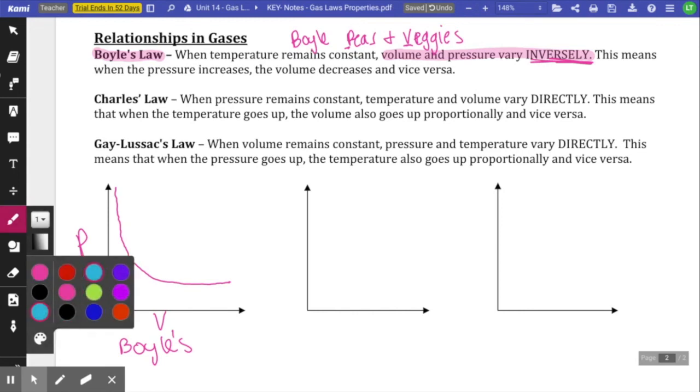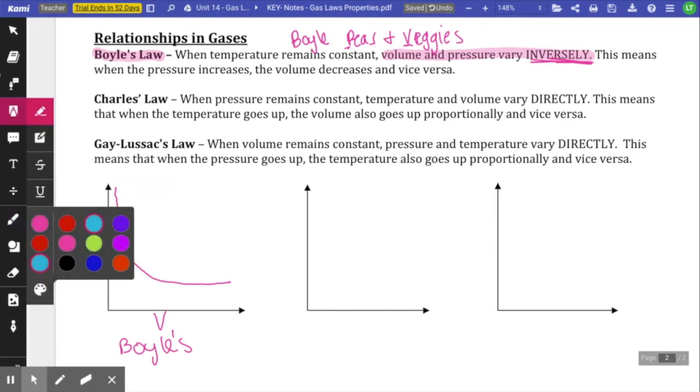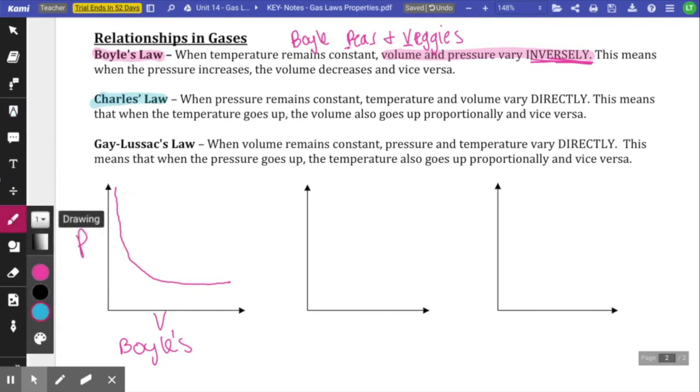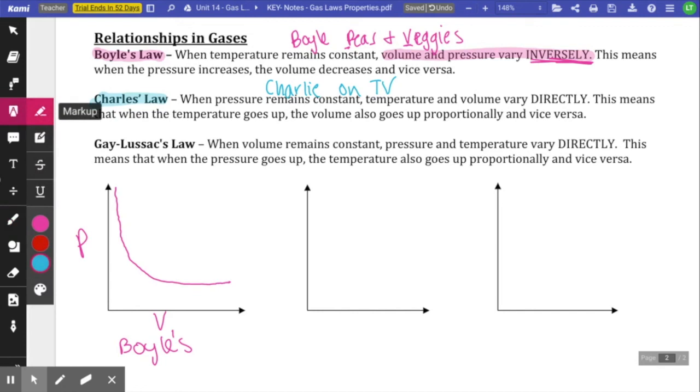Next one is Charles's law. In Charles's law, it relates volume and temperature. I always remember this one with Charlie on TV. So it relates volume and temperature. In this one, pressure remains constant. And when pressure is constant, temperature and volume vary directly. That means as temperature goes up, volume also goes up proportionally, and vice versa. So as temperature goes down, volume goes down.